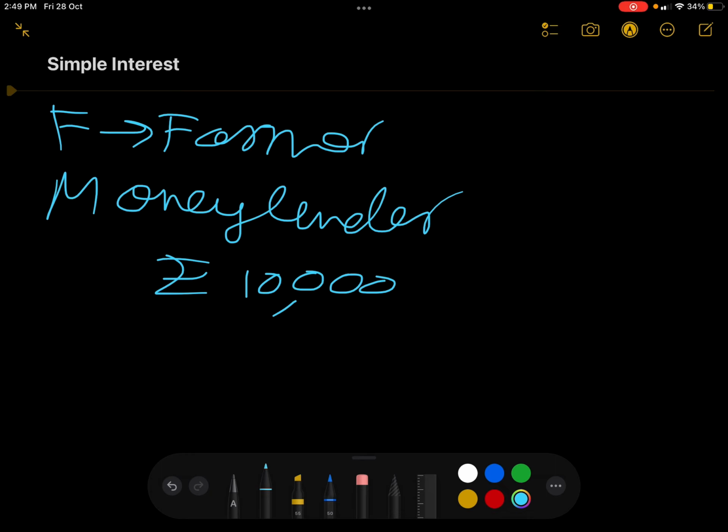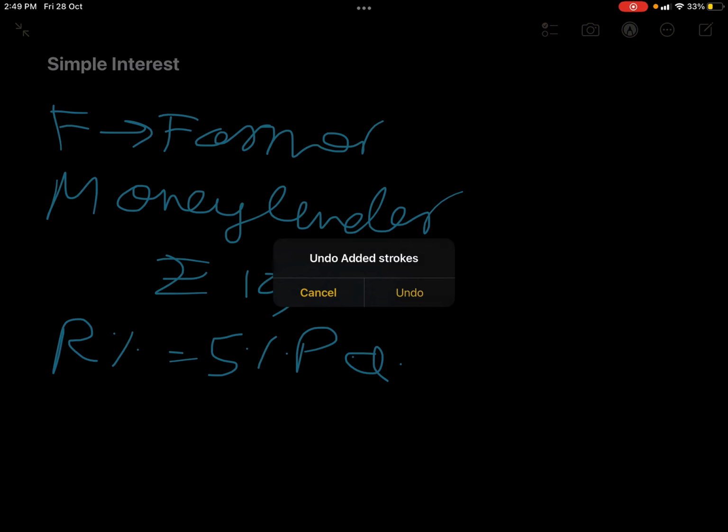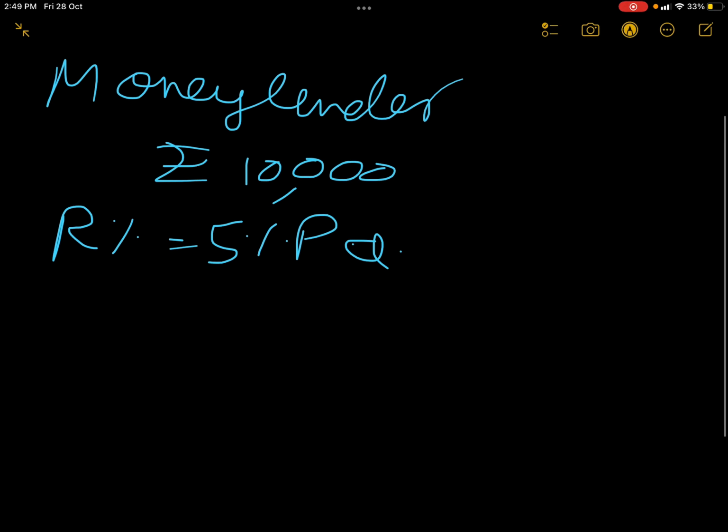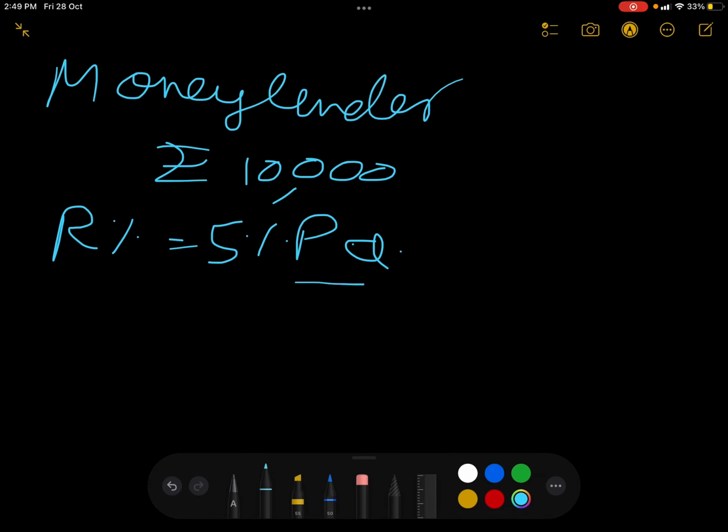Then the money lender says that he'll put a rate of 5% per annum on it. Wait, what does that mean? I'll explain what it means. First, let me explain the meaning of per annum. Per annum means per year. Annum means year.